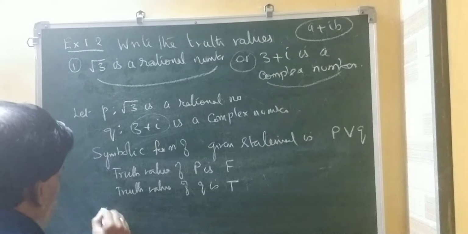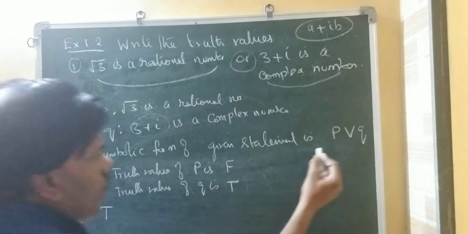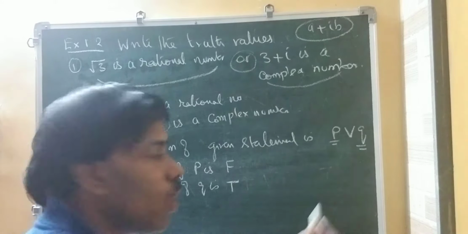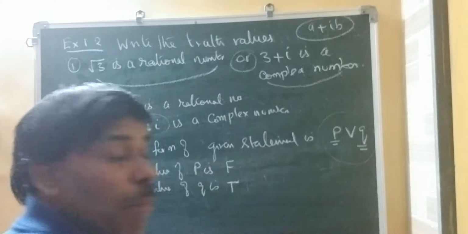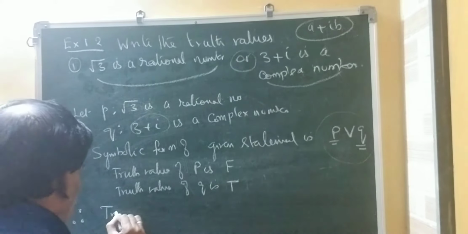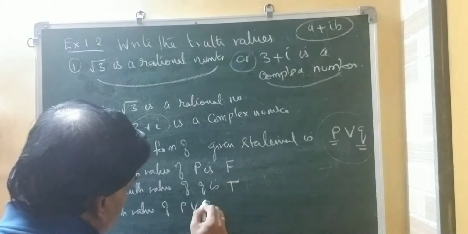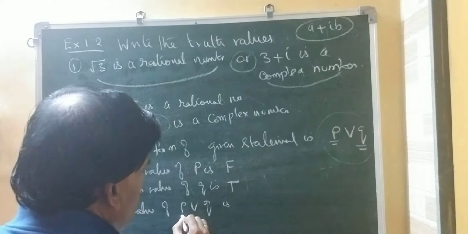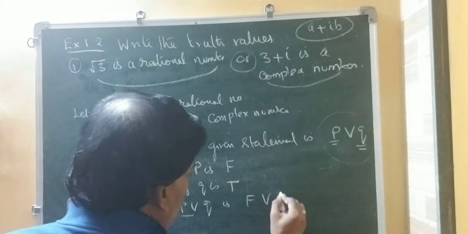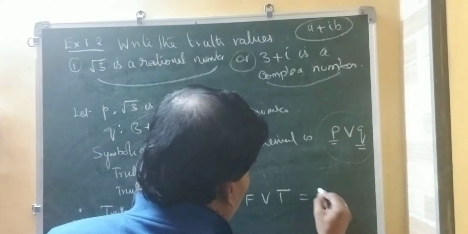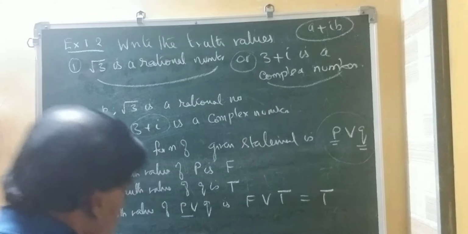Now, you see you got the truth value of P, you got the truth value of Q. Now, we have to find out the truth value of P or Q. Truth value of P or Q is, what is that? F or T. If one is true, then it is true. This is the first sum. Now, we will do 2-3 sums more, you will understand better.